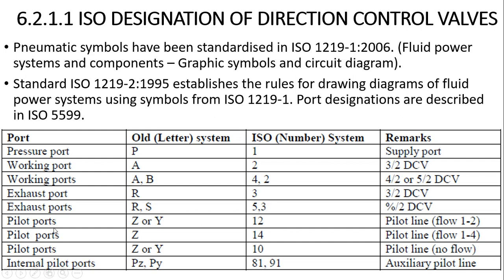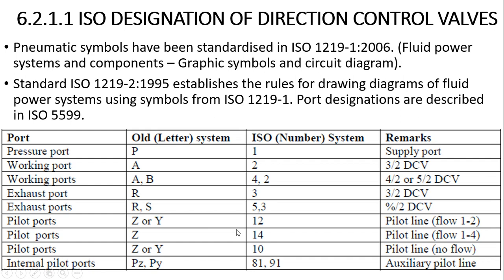Pilot means a signal which will create this connection. So if I label it as 12, it is saying that pressure port 1 will be connected to working port 2. And if I write 14, it is stating that pressure port 1 is connected to port 4. That means it is changing position.